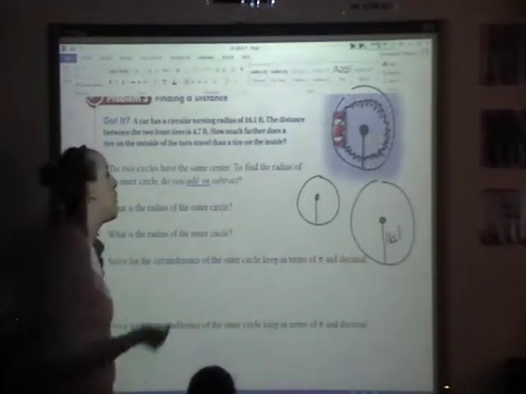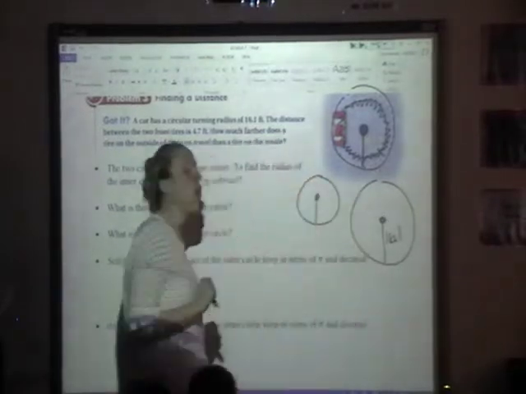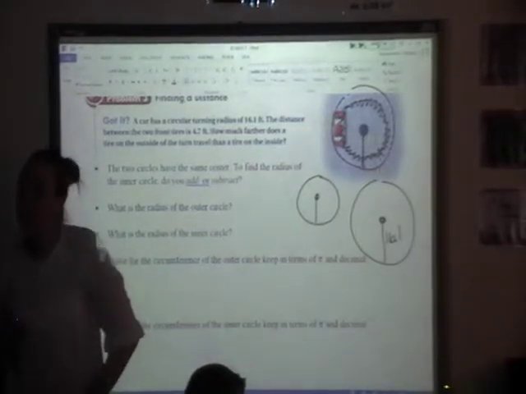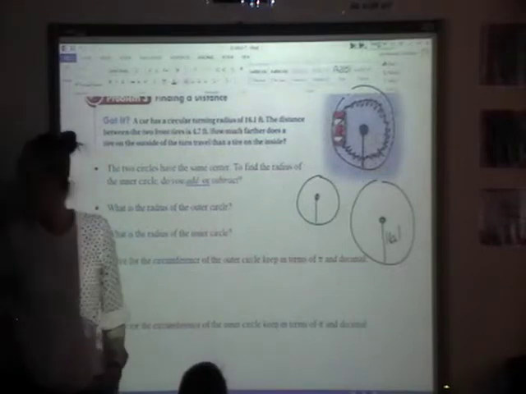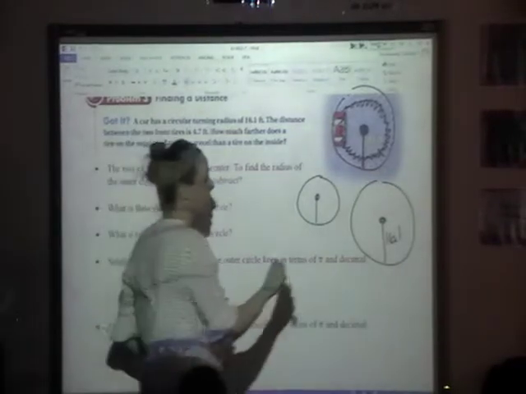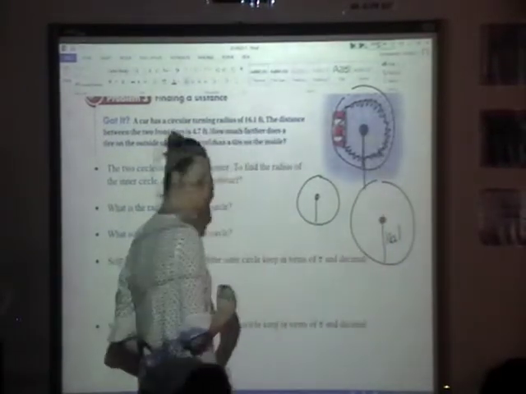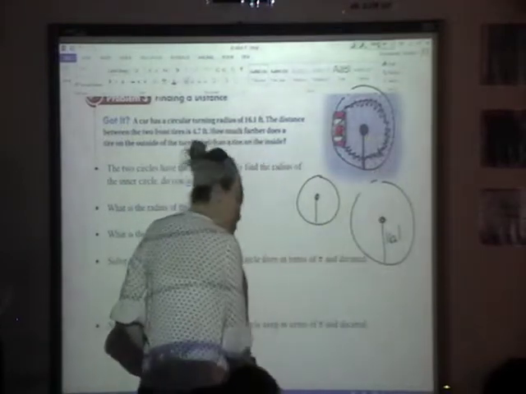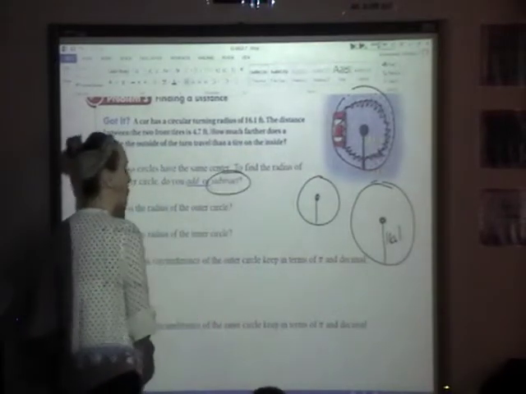So are we going to add 16.1 and 4.7 together, or are we going to subtract 4.7 from 16.1? Why are we going to subtract? Because if you were to add 4.7 to 16.1, it would just extend the circle. Correct. You're not trying to extend. We don't want to extend our radius. We want to take care of the radius we already have. So we're going to subtract.